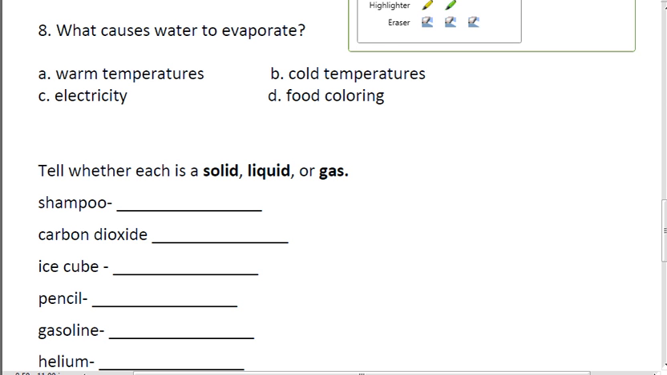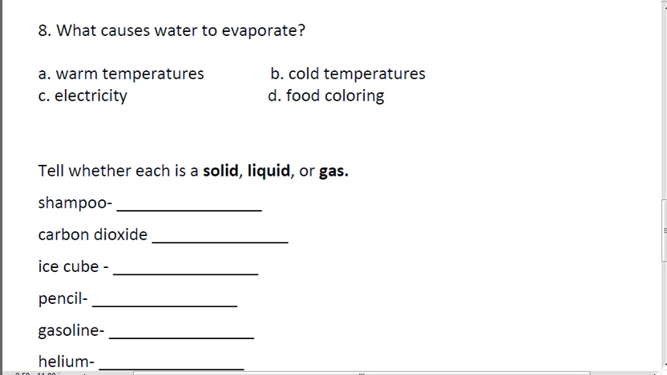Look at number 8. What causes water to evaporate? Is it A, warm temperatures, B, cold temperatures, C, electricity, or D, food coloring? Warm temperatures, because the temperature is rising and it's getting hotter and hotter and hotter. A.